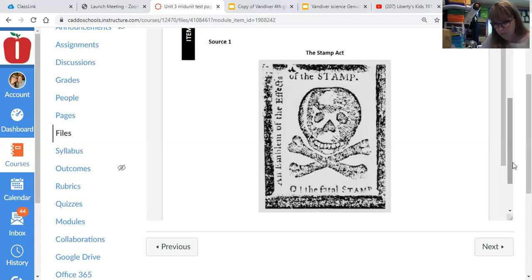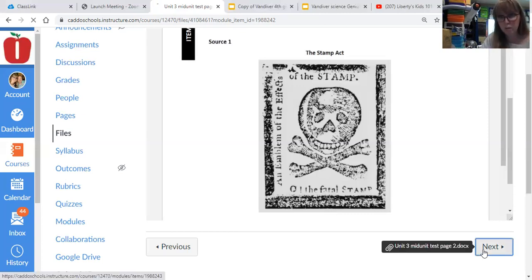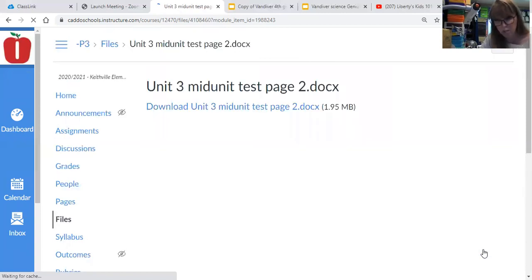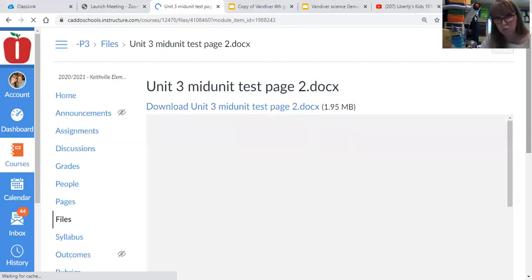We've discussed this before. It is C, repay debts gained by fighting in the French and Indian War, and E, pay troops to protect the colonies. Okay, we're going to go to next so that we can get to source 2, because question 3 has to do with source 2.